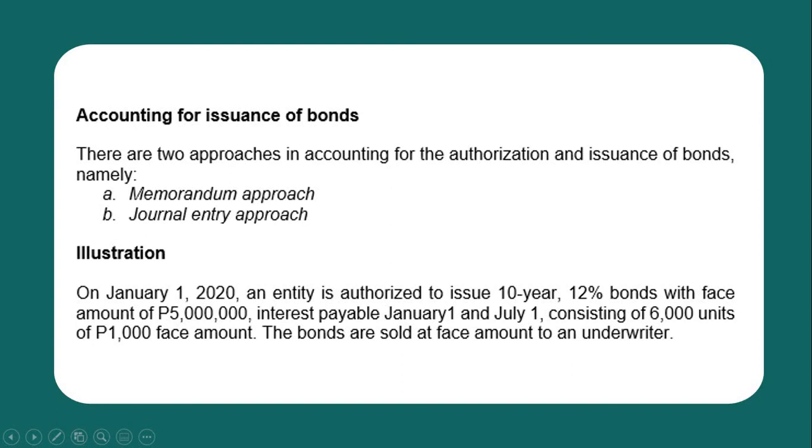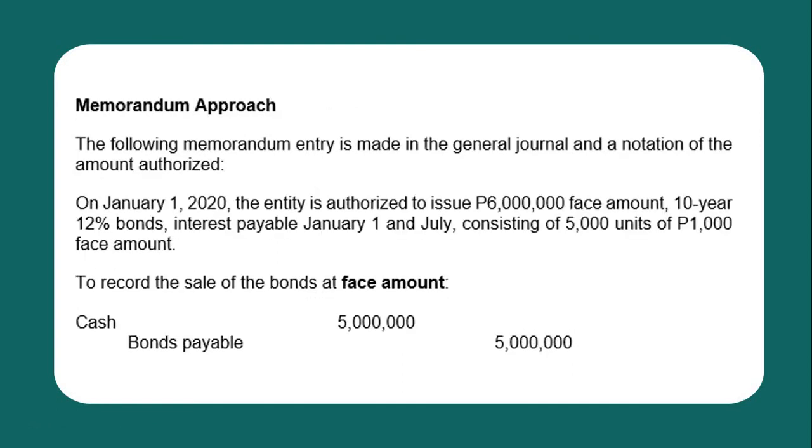So, how to record this one? Take note that the bonds are sold at face amount. Okay, so this one, this would be the memorandum approach. So, in the memo entry, this is 5 million, okay? 5 million gini siya. 5 million na face amount ang authorized for issue. And then, interest payable twice a year, consisting of 5,000 units and of 1,000 face amount.